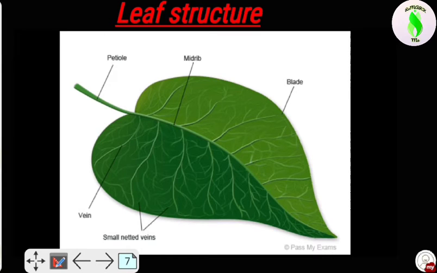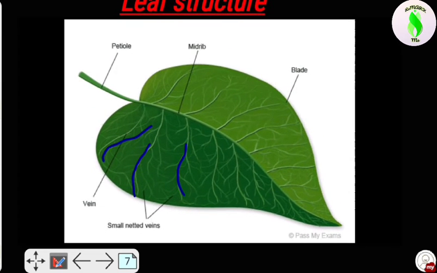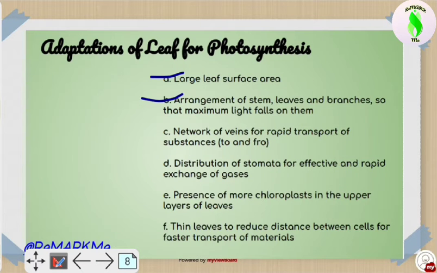Now the third point is a network of veins for rapid transport of substances to and fro. What are veins? We also have veins, blue in color in our body, through which blood is transported. In a leaf there is a white colored structure, known as veins, and the thinning of these veins helps in the transportation of food, energy, water, whatever the plant needs. This plays a very important role in transporting substances required for the plant.